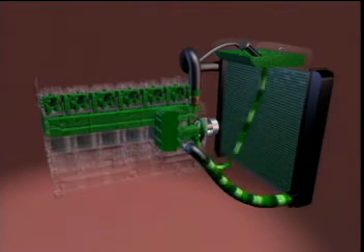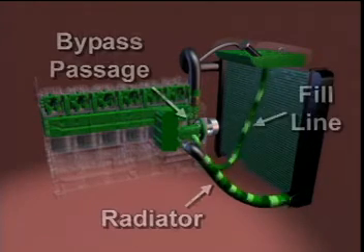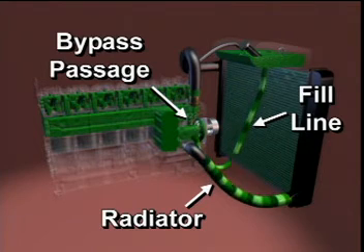With a positive flow deaerating cooling system, water supply to the inlet side of the water pump is supplied by 3 sources: the bypass passage, the bottom tank of the radiator, and from the fill line.